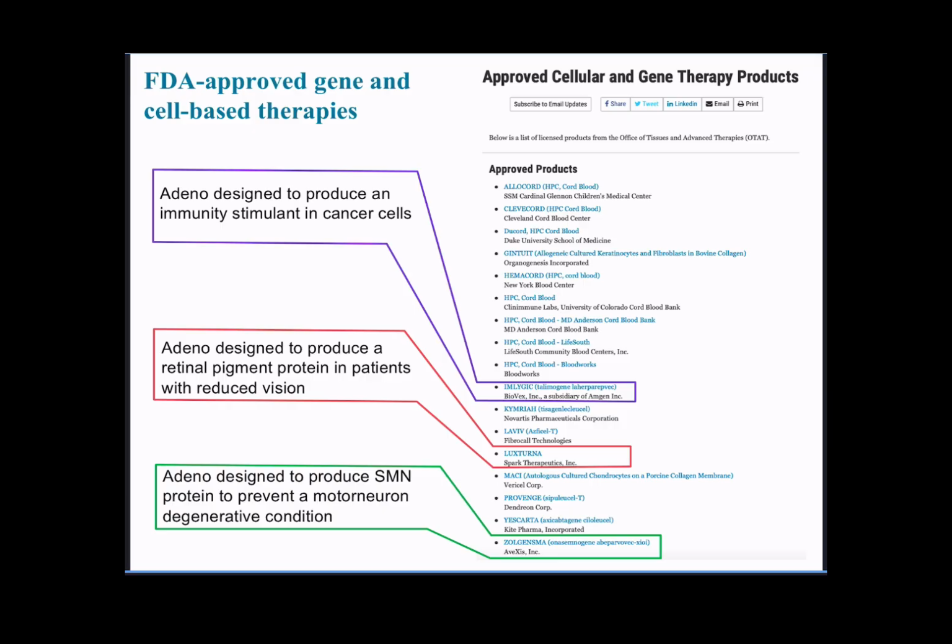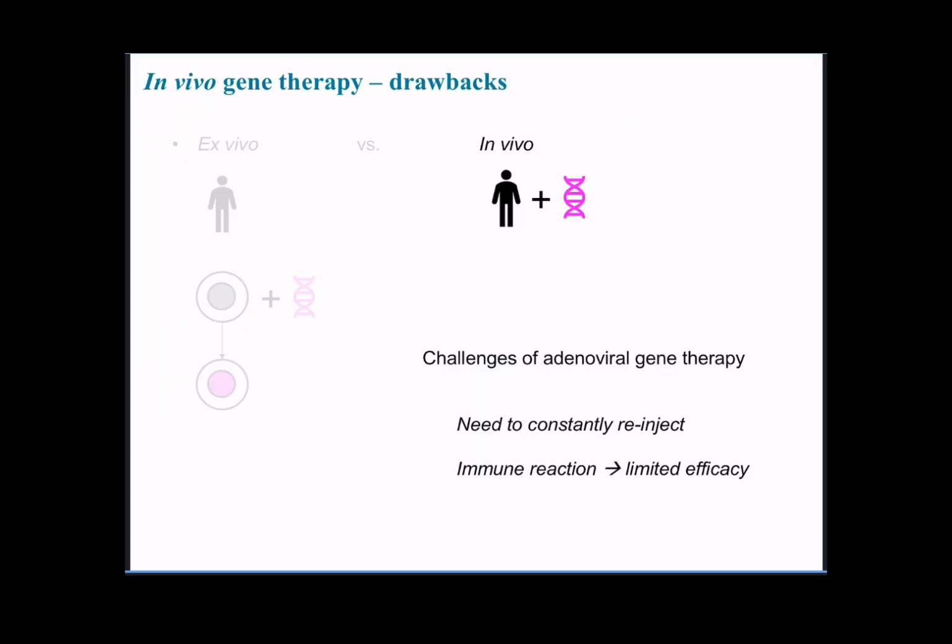Okay? Now, there are some disadvantages to these types of approaches, some challenges. One is that you have to constantly re-inject these engineered adenoviruses because, like I explained just now, the infected cell will produce the therapeutic protein for a while, but then eventually will recognize that foreign DNA as foreign and it will destroy it. So there is a need for constant re-injection.